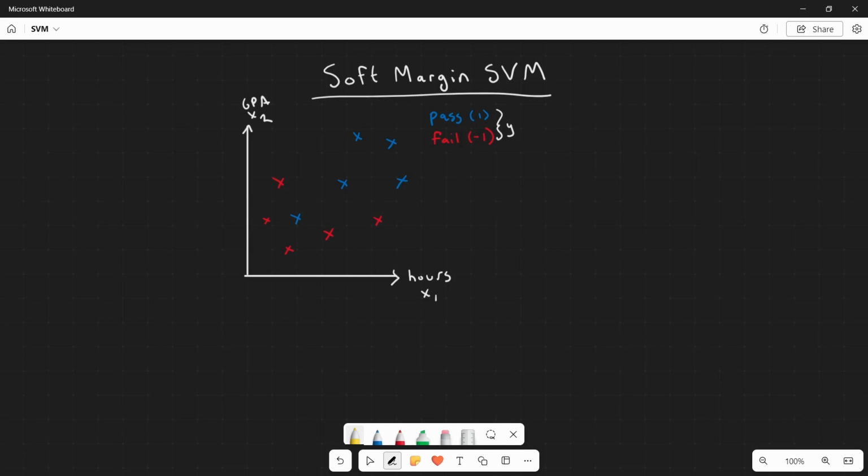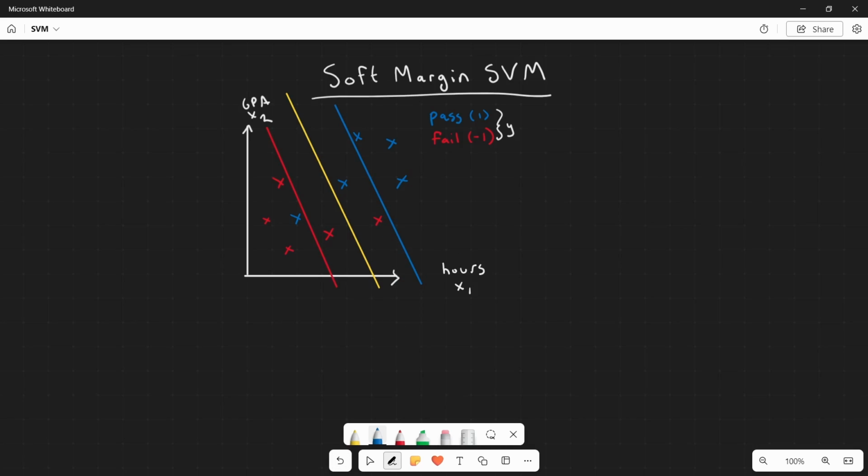Alright, so looking at this new data set, we're still looking at students and their hours and GPA to see if they either passed or failed an exam. And if we were to try to find some best fit line for this data, we might split it into something like this. And now let's add a margin to this yellow line.